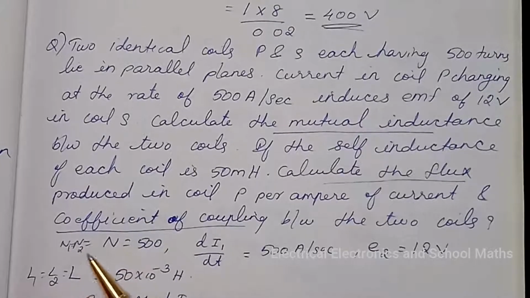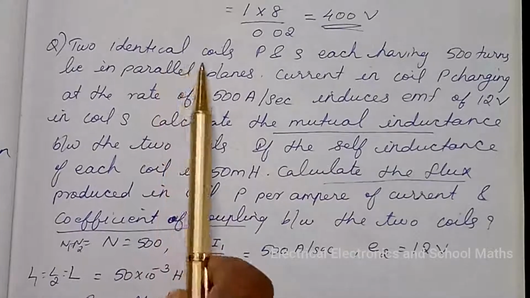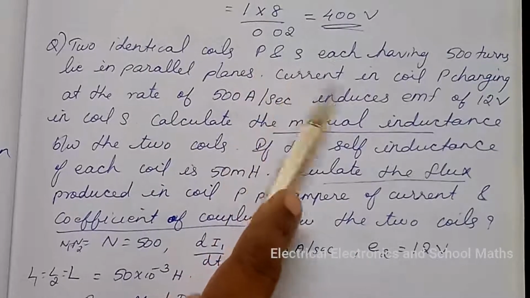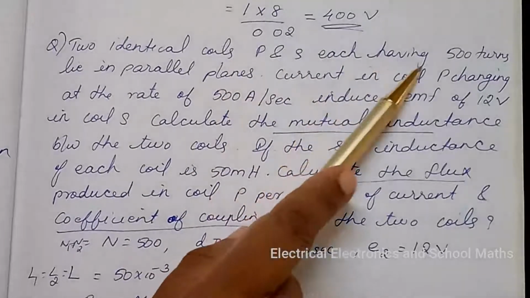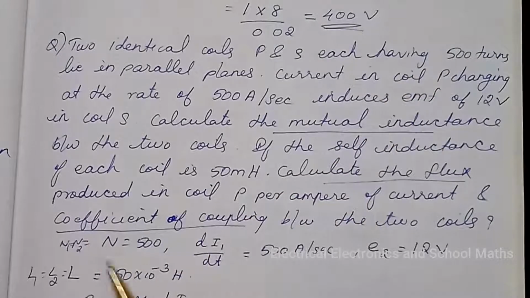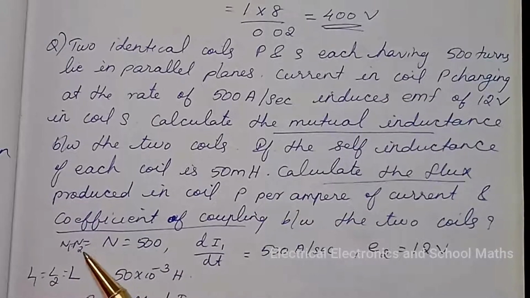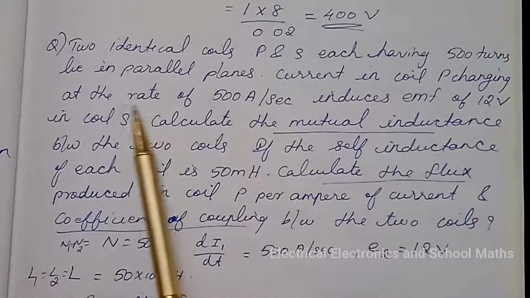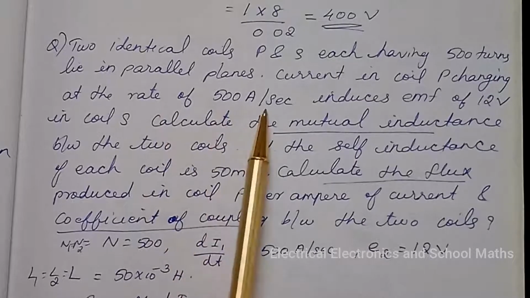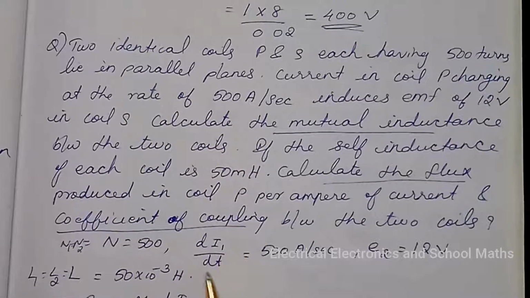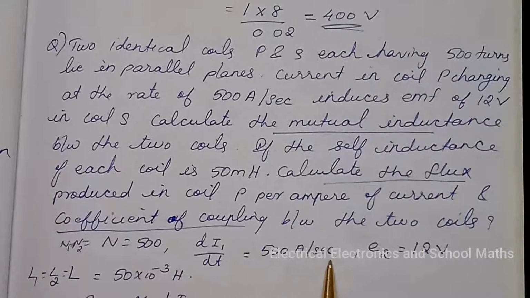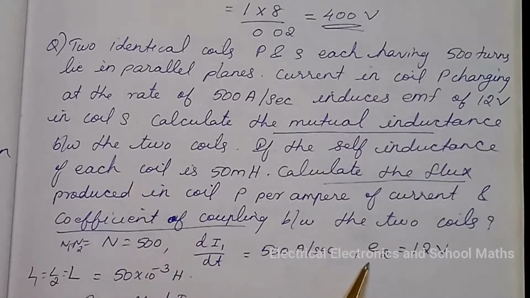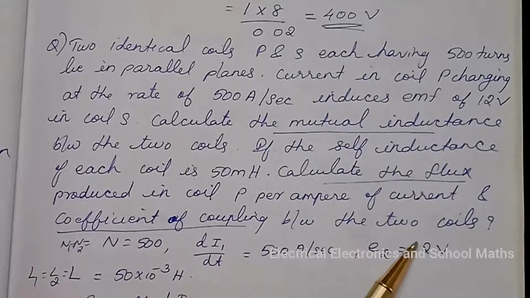First of all, write down the given data. Here, two identical coils P and S, that is primary and secondary, each having number of turns as 500, that is N1 equal to N2 equal to N equal to 500. Also, the rate of change of current is given, that is dI1 by dt is 500 ampere per second, and induces EMF of 12 volt in coil S, that is E2 is given as 12 volt.